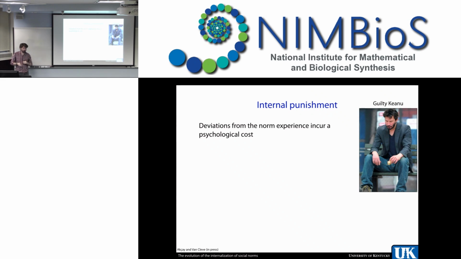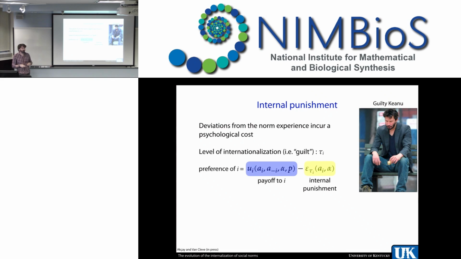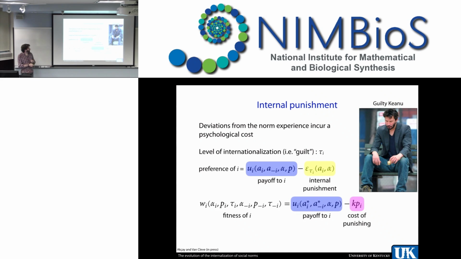Now we want to look at the internal part. Imagine there's some kind of psychological cost if you don't obey the norm. So maybe you're Keanu Reeves and you feel really bad when you don't do good things for people, even though he's apparently a very good person and does all kinds of good things for people. We can measure that by incorporating it into this preference, this kind of psychological utility. So we'll have a measure of how internalized the norm is, something you can think of as guilt, and it's going to be tau. What we'll do is add another component to your preference. So there's your payoff.